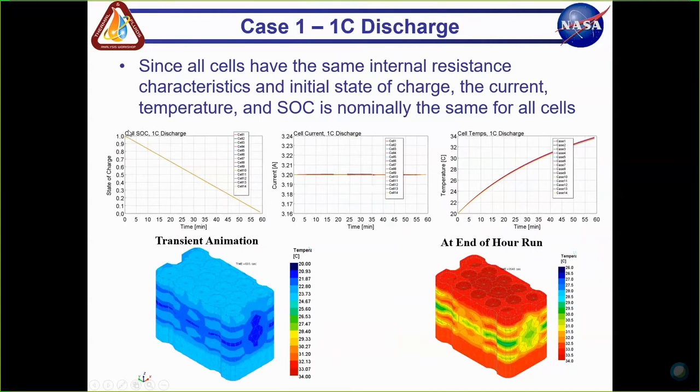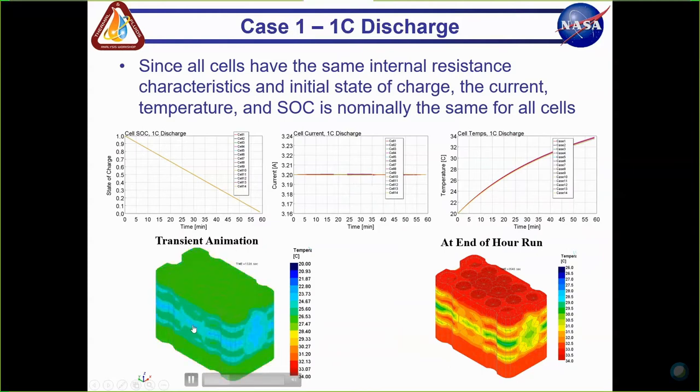If we look at the first case here, with the 1C discharge assumption, you can see all cells starting off with a state of charge of 1, and then over the course of an hour or so, it drains down and depletes completely. The current is pretty well balanced over all the different cells, though you could imagine that if you had different initial states of charge or resistance variation within the cells, you could have more variation than this. You can even do statistical analysis of that.